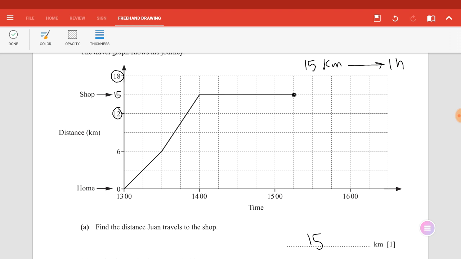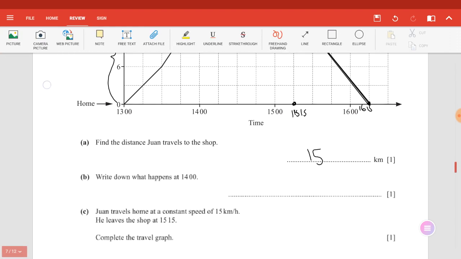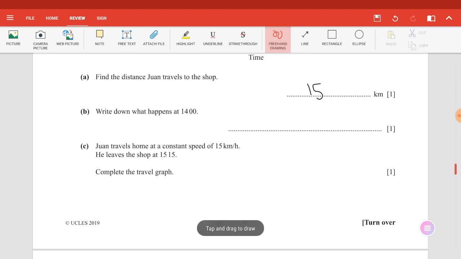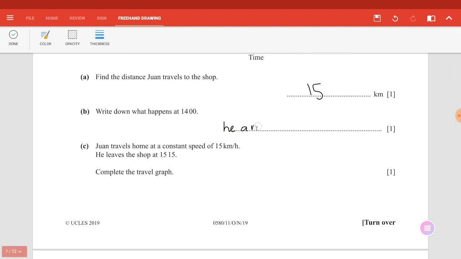So this 15 kilometers, he needs 1 hour from 15 to 16:15 here, and now he can reach home in 1 hour using this speed. You should graph or complete the graph by drawing this. He has arrived at this time. Complete the graph with it.